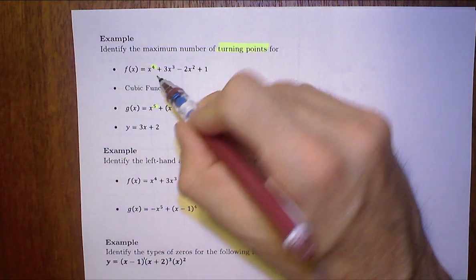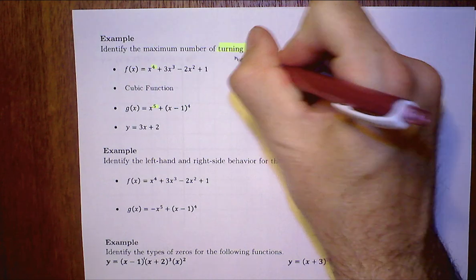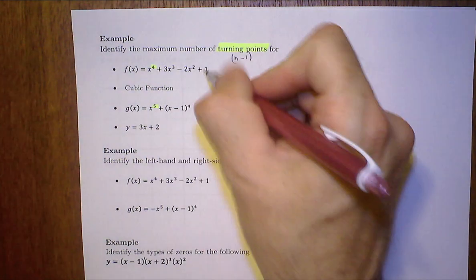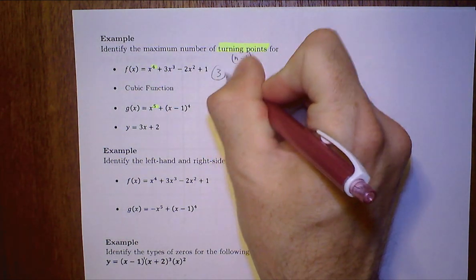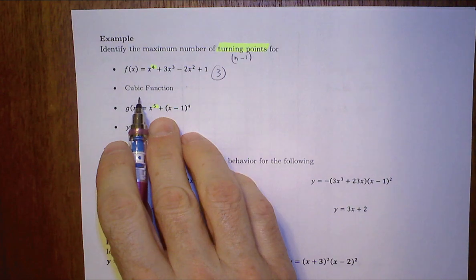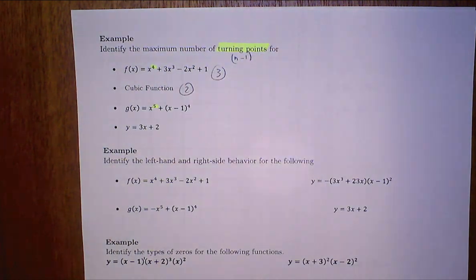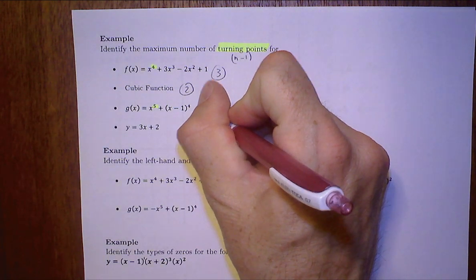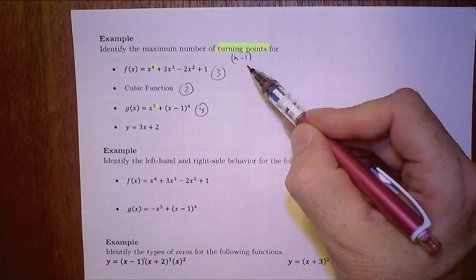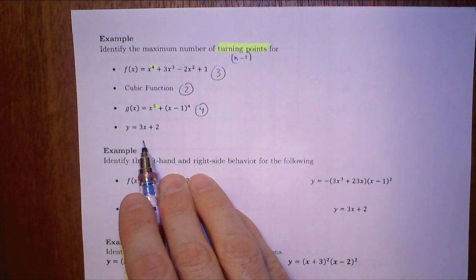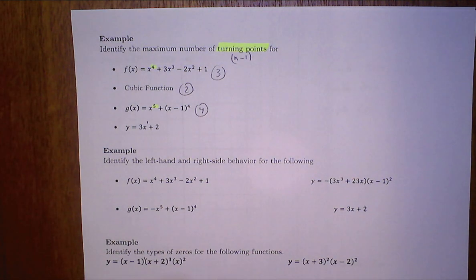However, this is degree 4. The maximum number of turning points, remember, is n minus 1. So f, here, this function, has a maximum of 3 turning points. A cubic function has degree 3, so it has a maximum of 2 turning points. This is quite a crazy function. This is degree 5, so it's going to have a maximum of 4 turning points, one less than the degree. This is a line. How many turning points does a line have? Well, the degree here is 1, so it has 0 turning points. You probably know that already.